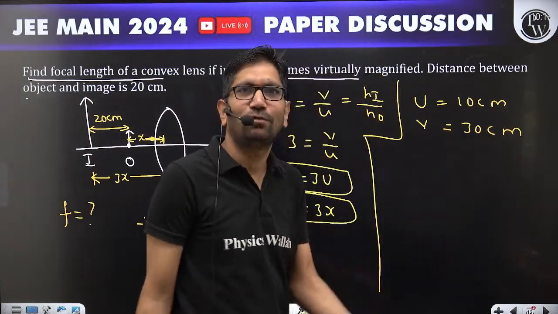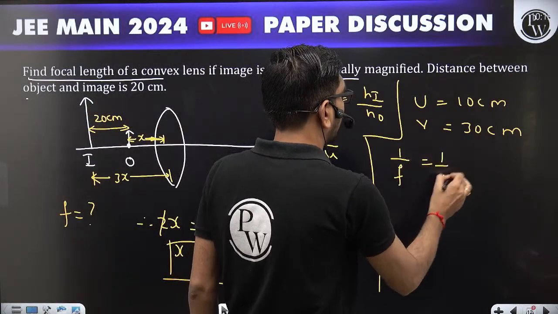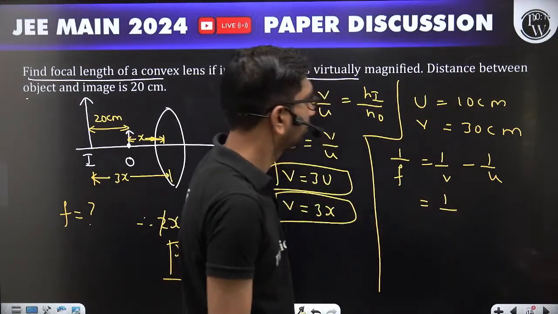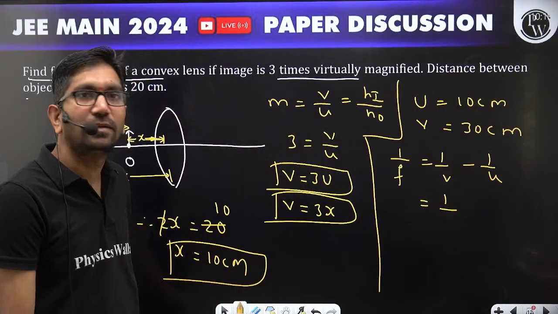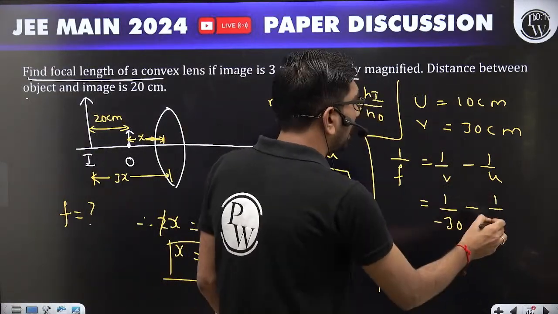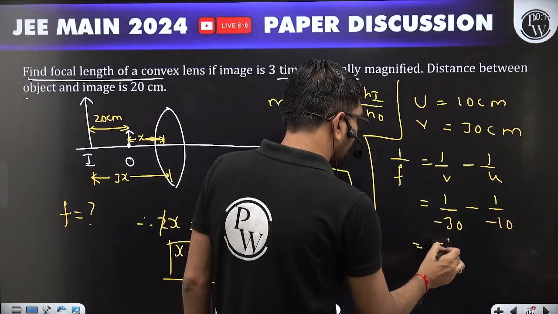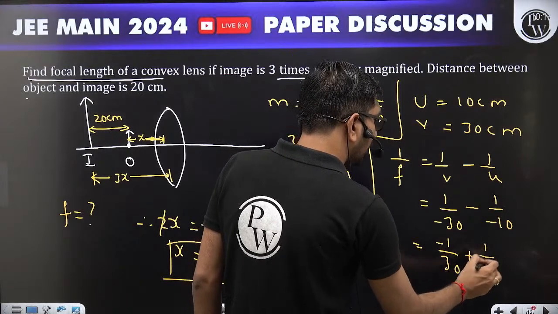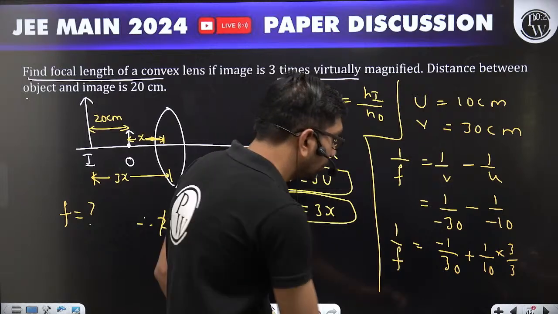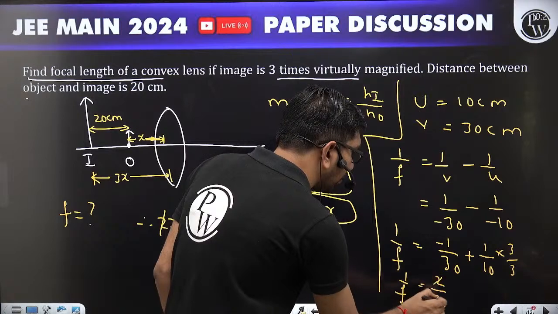Now we can find out the focal length. 1 by F equal to 1 by V minus 1 by U. 1 by V value, minus 30, right? Minus 1 by U value, it is minus 10, right? What you got? Minus 1 by 30 plus 1 by 10. Multiplying and dividing by 3 by 3. So finally, what you get, beta here? 2 by 30, right? 2 15s are.